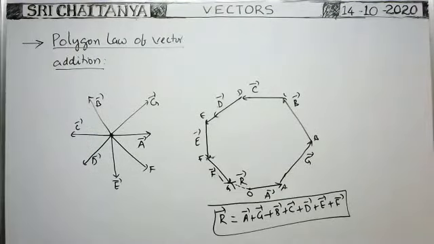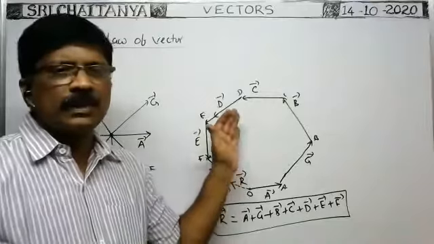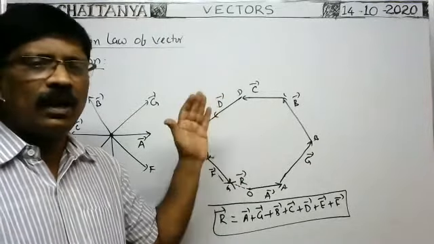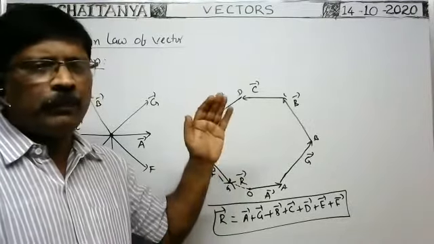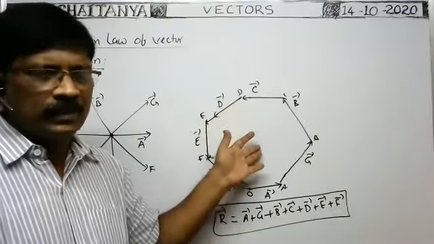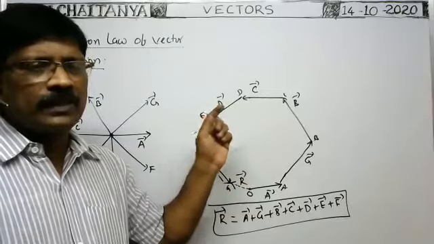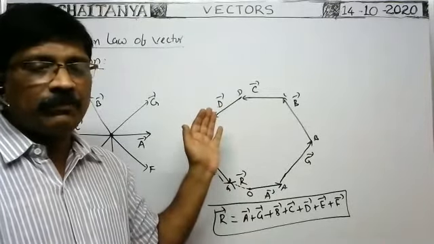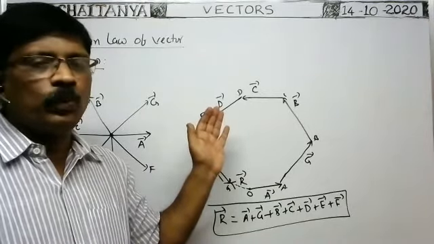This is the polygon law of vector addition. According to the polygon law, when a number of vectors act on a particle simultaneously in different directions, which all lie in a plane, of course may not be in a plane, then the resultant of all those vectors can be obtained by taking all the vectors as the adjacent sides of a polygon taken in order, both in magnitude and direction.